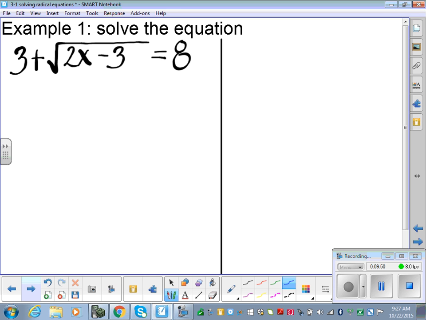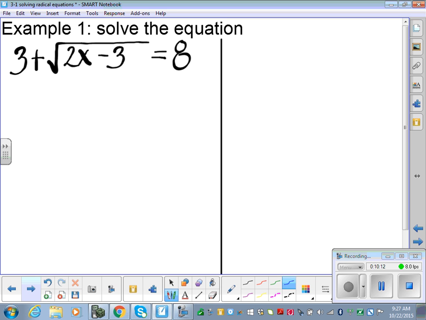Couple of things to notice. This 3 is being added on the outside of the radical. Does everybody see that? Then 2x minus 3 is all underneath the radical. Does everybody see that? And it's equal to 8. So we know, if you read the steps, it says, first, isolate the radical. That's our first step. Get it all by itself, using the correct operations.